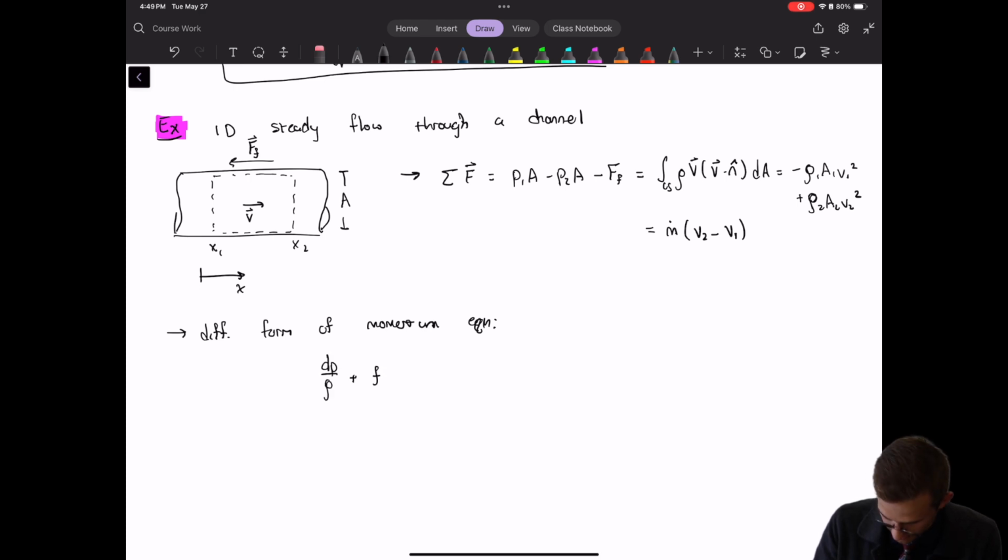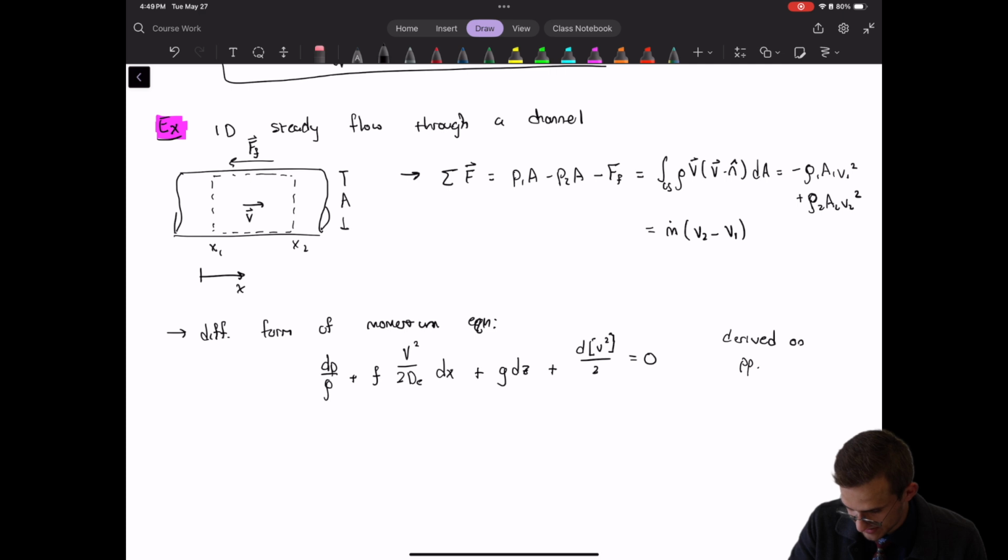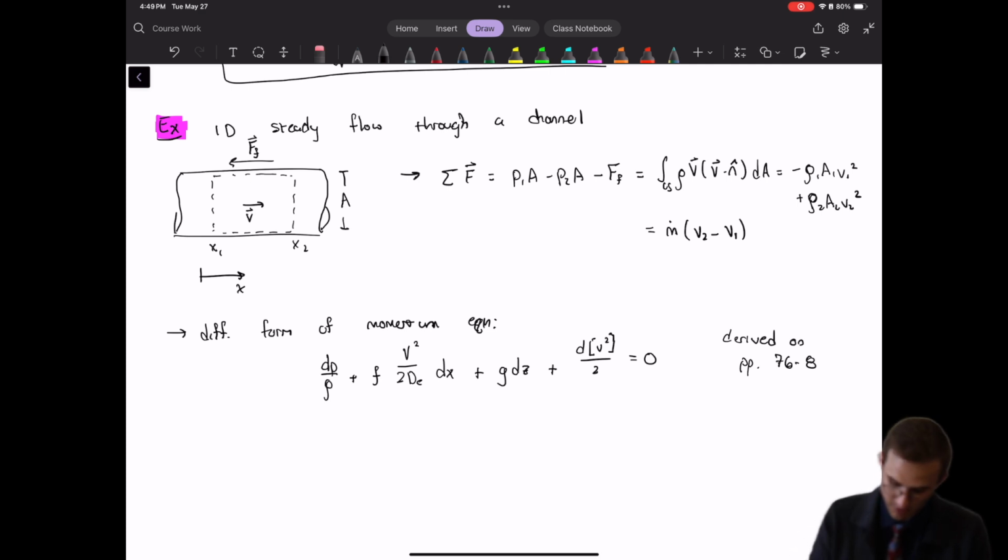F, where F is the friction factor, times v squared over 2 dE. dE is an equivalent diameter. dx, I'll label these in just a moment, plus g dz plus d(v squared) over 2 equals 0. Okay, once again, this is derived on pages 76 through 80 of Zucker and Biblarz.